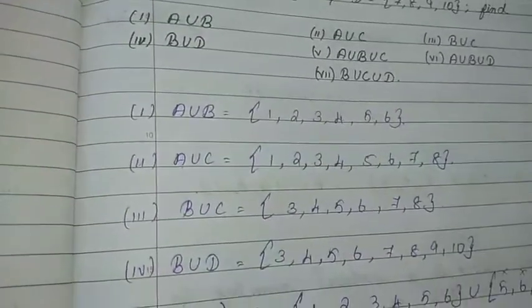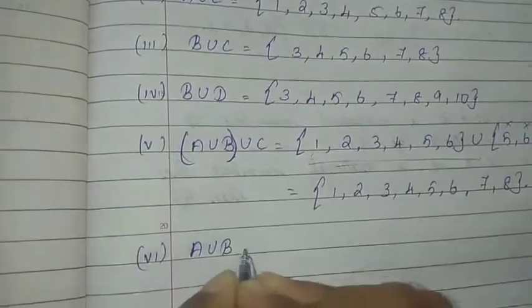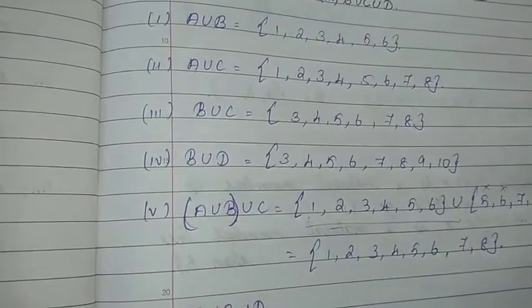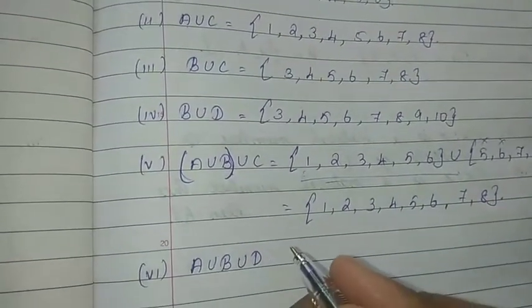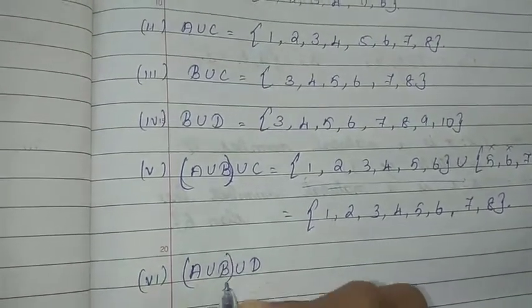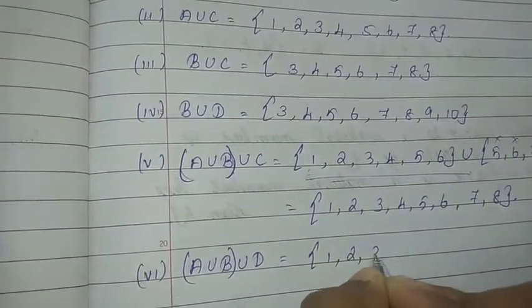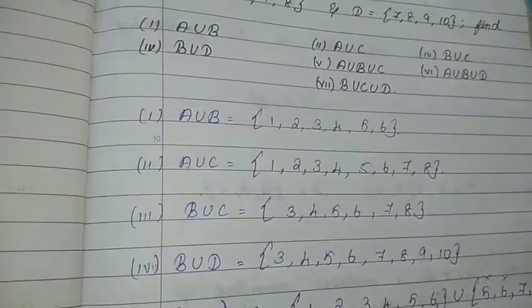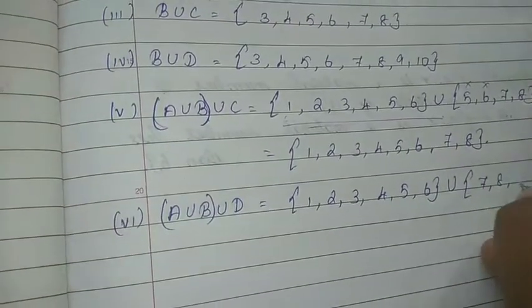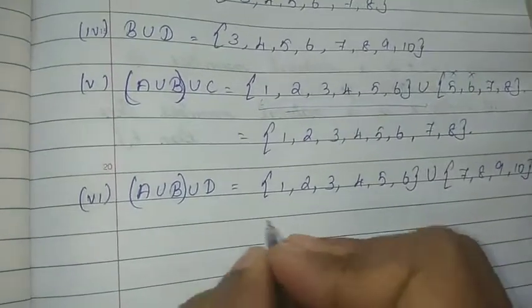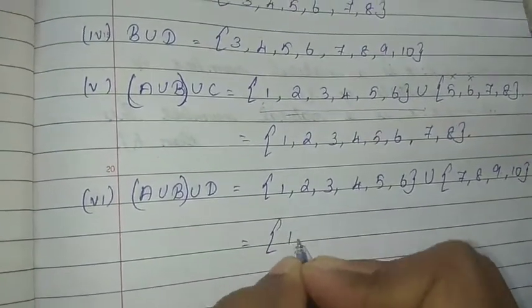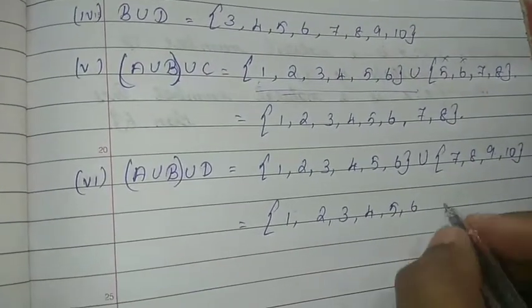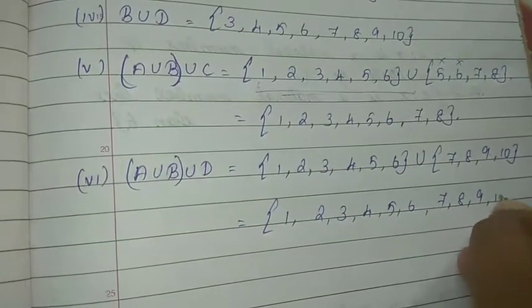Subdivision 6, A union B union D. Already we have found B union D also. Even this you can group. Whatever is easy for you all, you can take. Let me take A union B itself: 1, 2, 3, 4, 5, 6, union D. What is D? 7, 8, 9 and 10. So what will be the union for this? 1, 2, 3, 4, 5, 6, and no elements are common, so therefore 7, 8, 9 and 10.